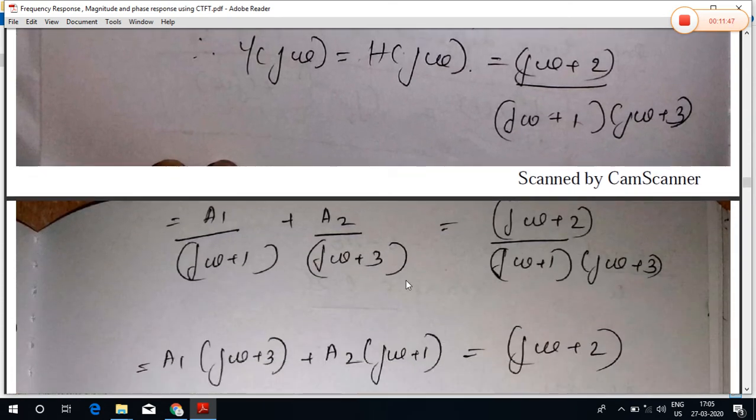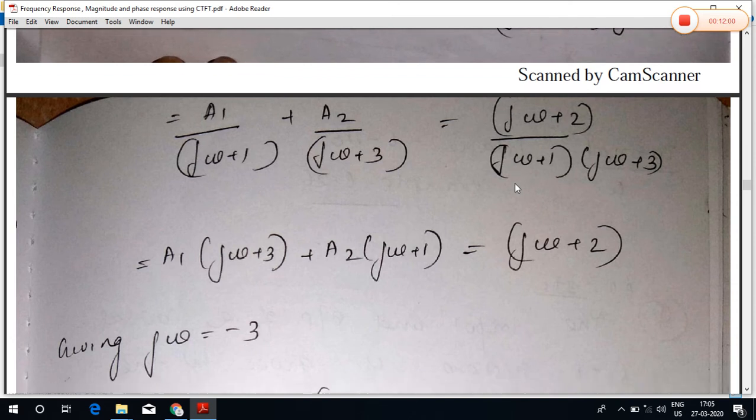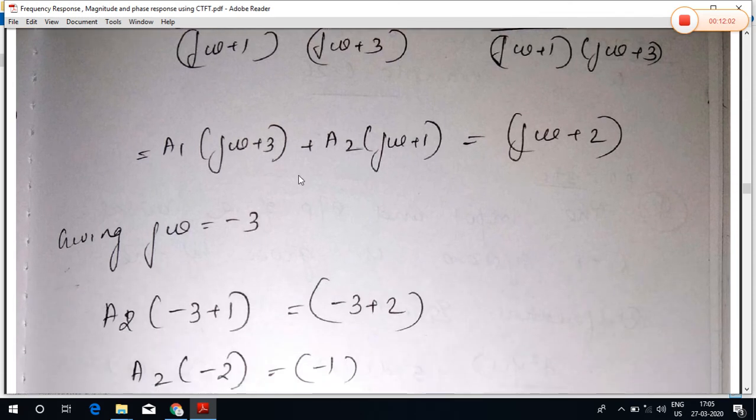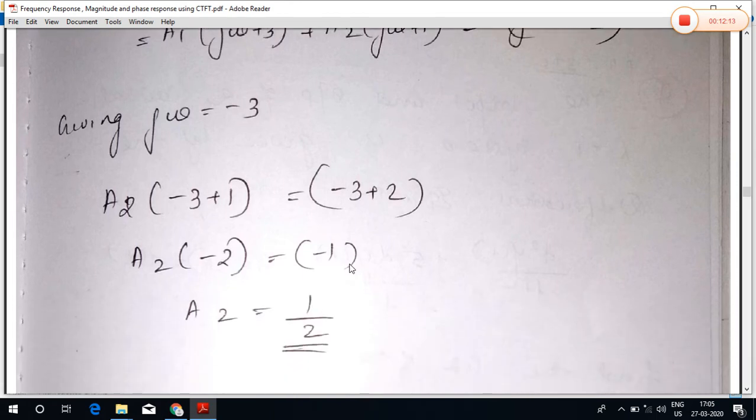And we will just solve it by using the partial fraction. That is A1 by j omega plus 1 plus A2 by j omega plus 3. We'll cross multiply it. That is A1 into j omega plus 3 plus A2 into j omega plus 1. And we will give the value minus 3 to j omega so that this term gets cancelled. Here also minus 3 is given to j omega. And we will solve for A2. We get A2 as 1 by 2.